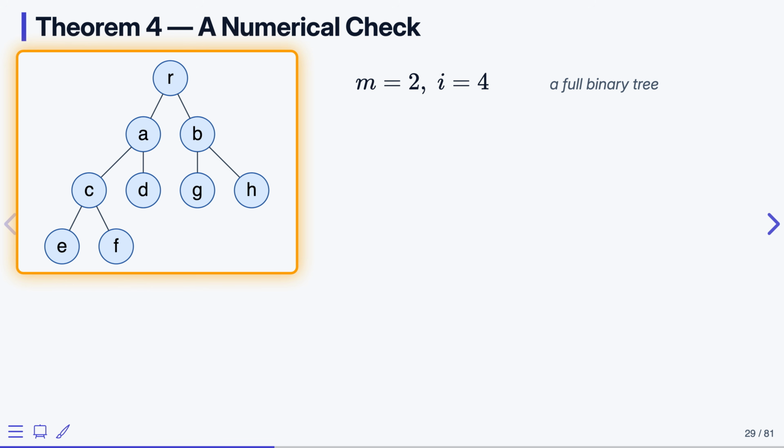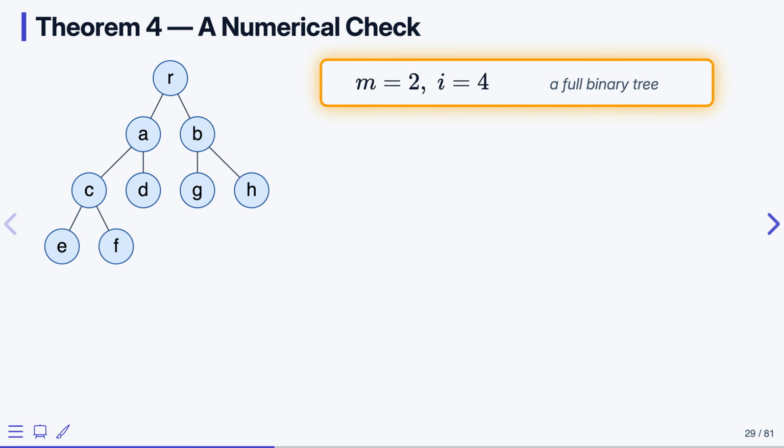Let us try the formulas on a real tree so you can see them work. Read the picture first. Every internal dot has exactly 2 children, so this is a full binary tree and m is 2. Count the internal dots, the ones with children. There are 4 of them. Line 1, so m is 2 and I is 4.